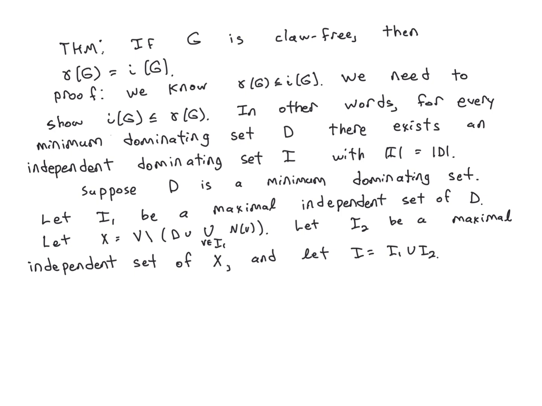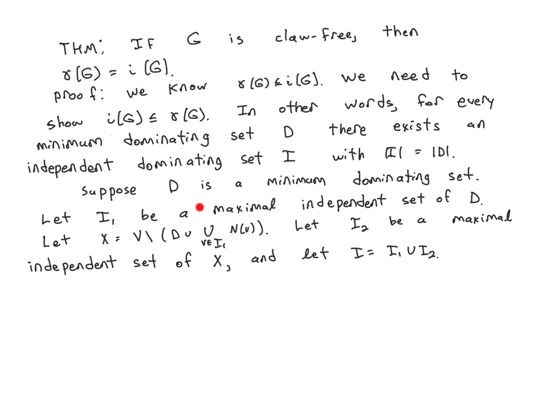So we already know the inequality in one direction, so we have to show the other. What we need to show is that for any minimum dominating set, something of this size, there exists an independent dominating set of the same size. Then that would force the equality. So suppose that D is a minimum dominating set. We're going to build up our independent dominating set in two stages.